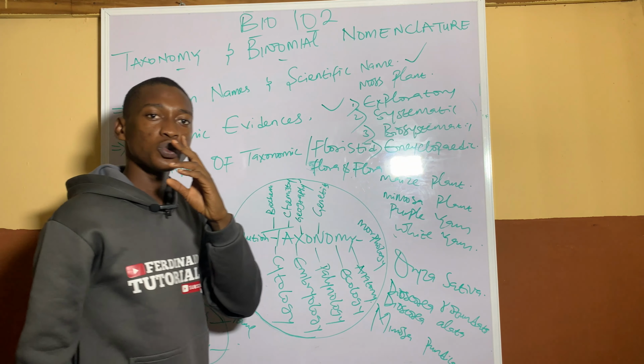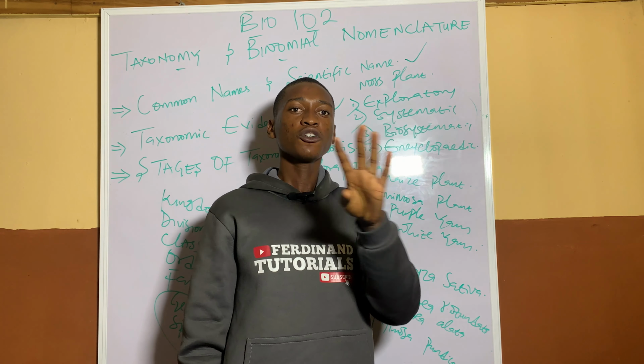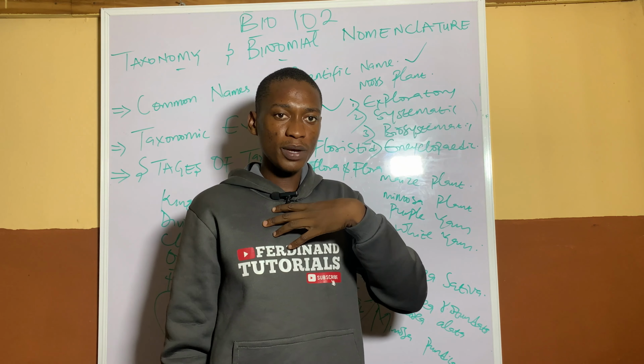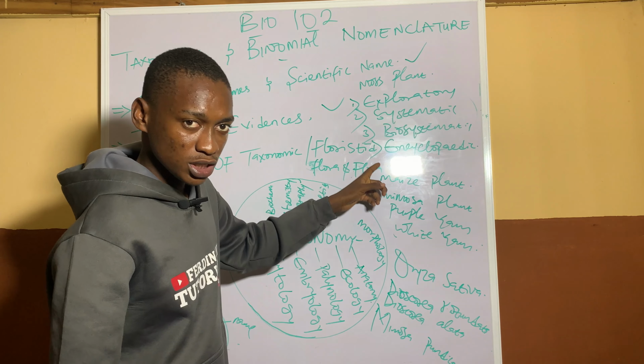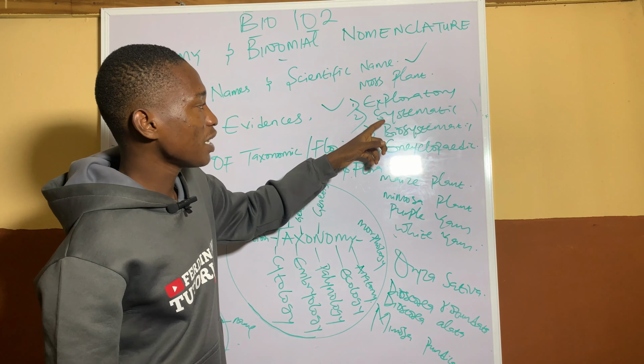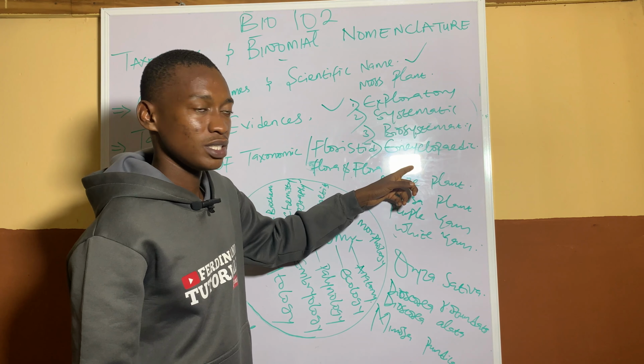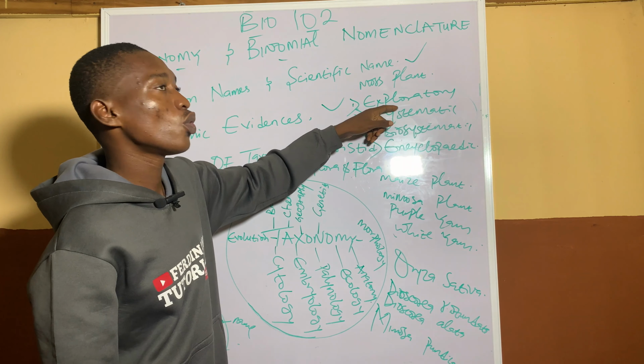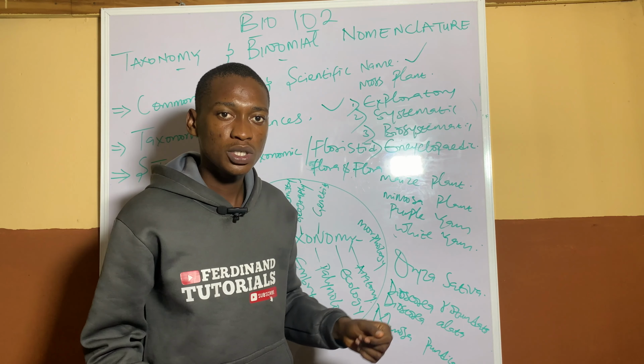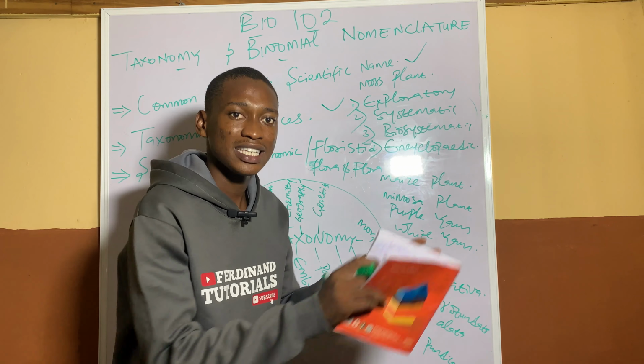And then we say that for us to understand binomial nomenclature, there are 4 stages of this study. We need to look at these 4 stages: exploratory, systematic, biosystematic, and encyclopedic. The first one, we are trying to identify. Are we together? We are trying to collect and then classify that plant.